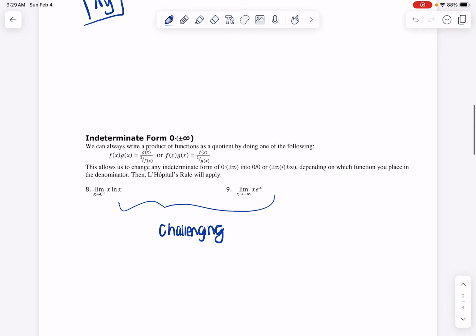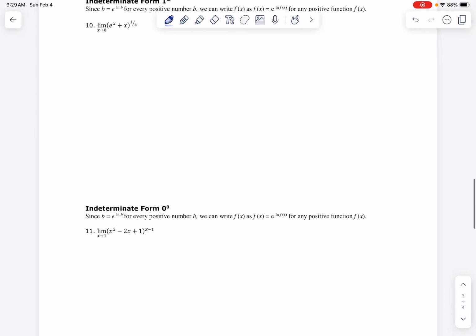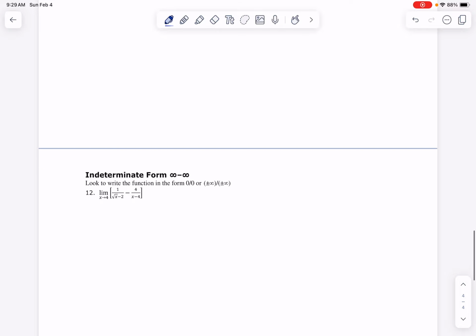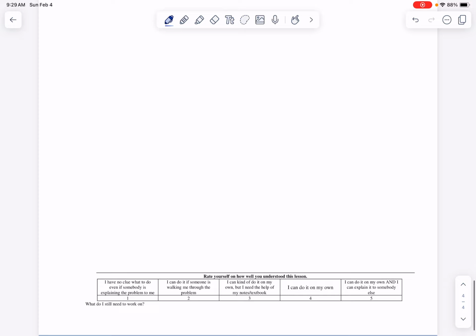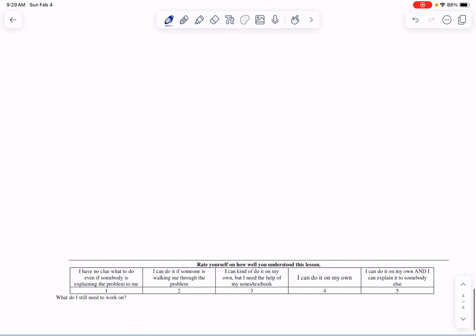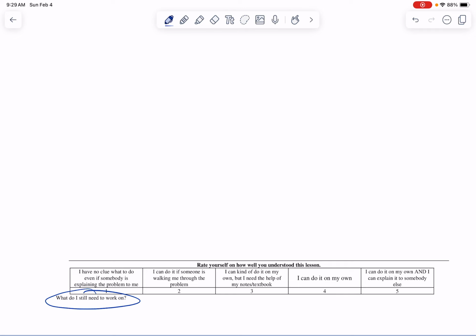But of course, there are a lot more rules with this. It's not just this. I would continue on if I had a couple more days with all the types of indeterminate forms. And then finally at the bottom, I would say rate yourself from 1 to 5 to see how well they are doing, and then say what you can still work on, so it gives me that informal feedback that I would need to plan the next couple of lessons. But yeah, that's kind of what my overall lesson would be.